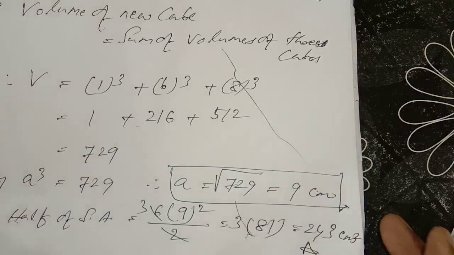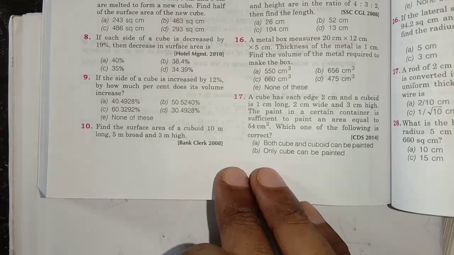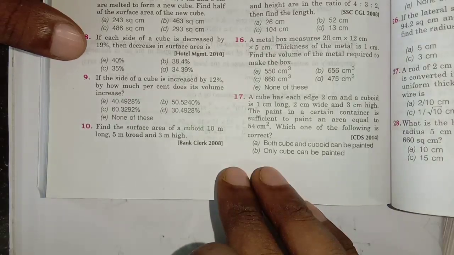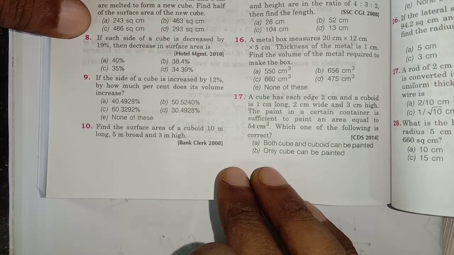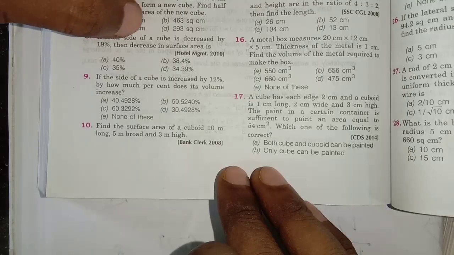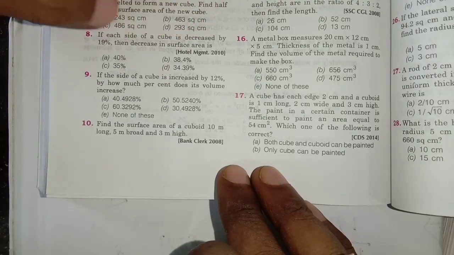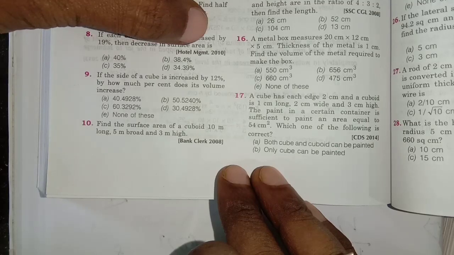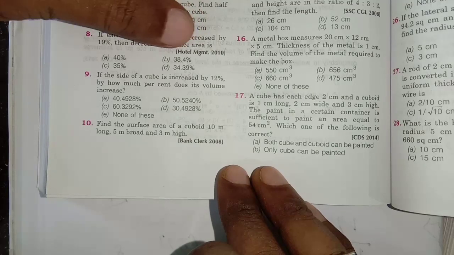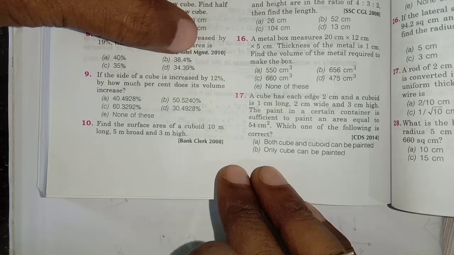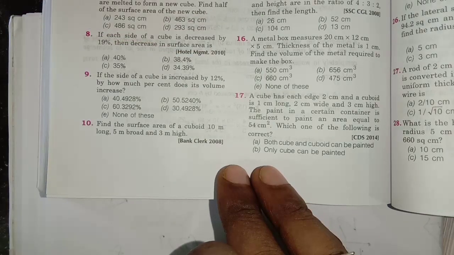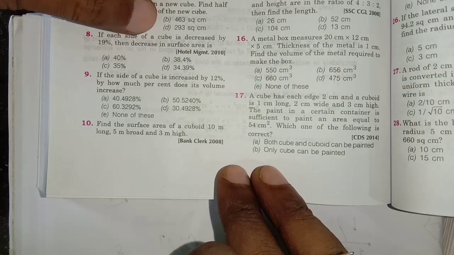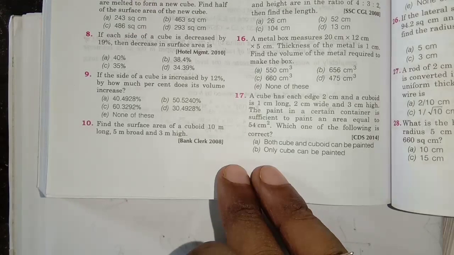Let us go to the next part. See the question number 8. If each side of a cube is decreased by 19%, then the decrease in surface area will be how much? See, this question came in the Hotel Management Exam 2010. If each side is decreased by 19%, what will be the decrease in surface area?